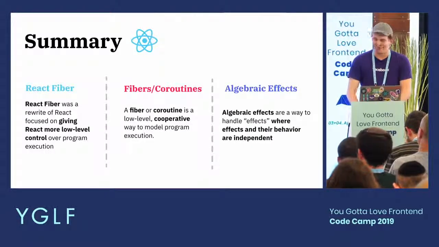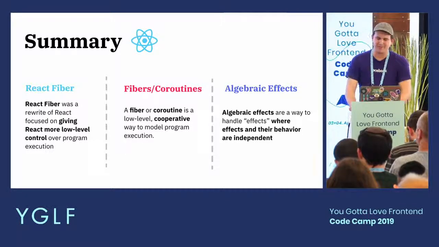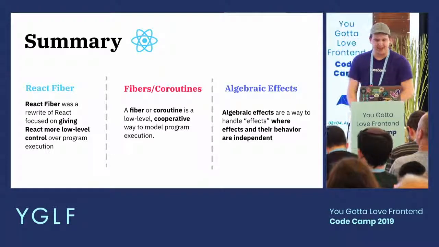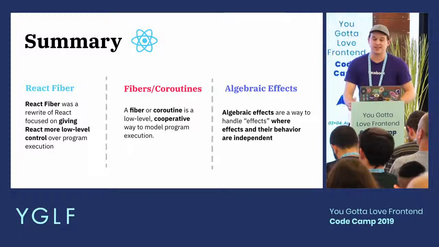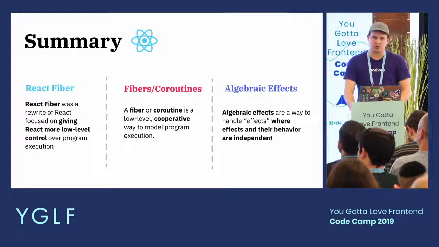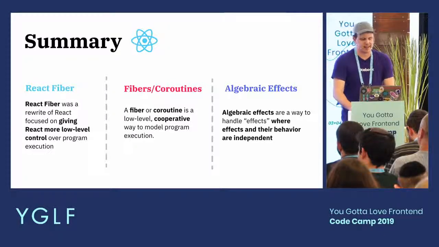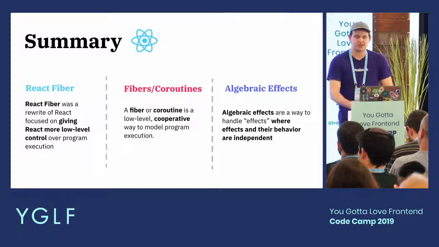All right, so I covered a lot of ground, and a lot of that ground was pretty rough terrain, so let me just summarize a little bit of what we covered. React Fiber, as I said, was an effort by the React team to rewrite React in a way that provided React this more low-level control over program execution. They accomplished this by using the existing idea from computer science called a fiber, which is a model of execution based on cooperation, which works really well with React's component model.